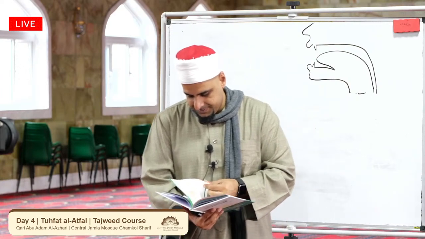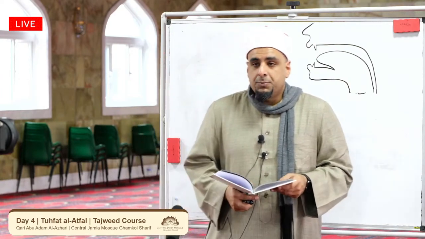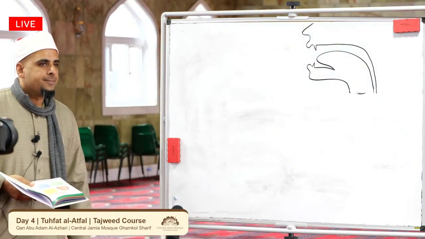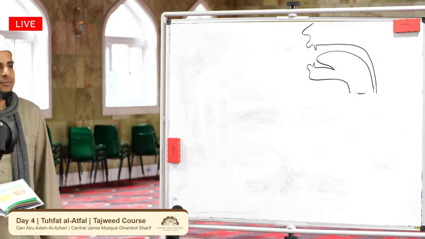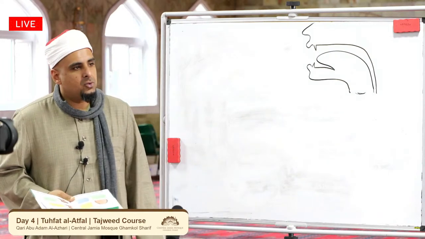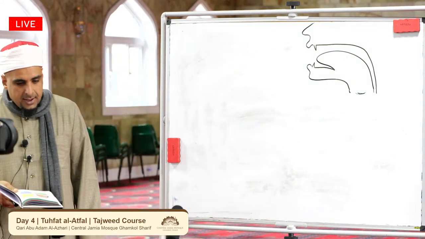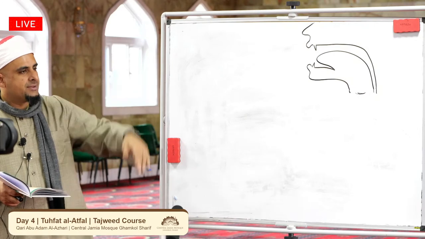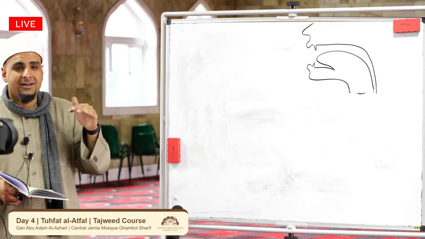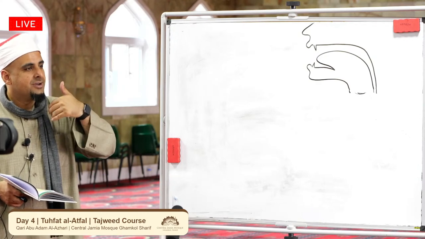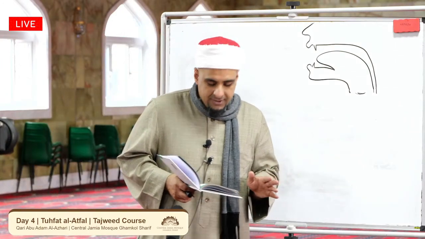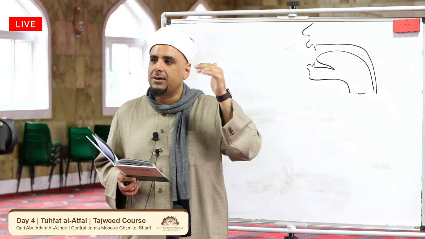Next page. Your palate is the roof of your mouth. In Arabic, it's called hanak. Ha, noon, and kaf. Hanak. Hanakul a'la, the upper palate, the one that's above your tongue. You also have another hanak, the lower one underneath your tongue, which we don't really use in speaking, so it's not relevant to Tajweed. So we're just looking at Hanakul A'la, the upper palate.